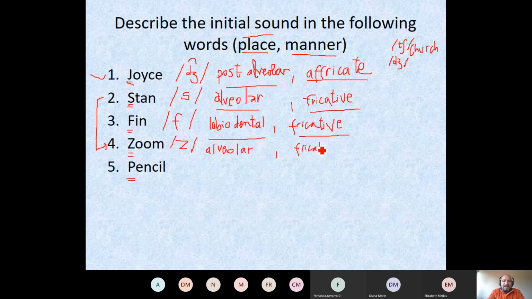Perfect. And while I'm finishing here, can you take a look at pencil? P. What place of articulation is produced when you are producing p?